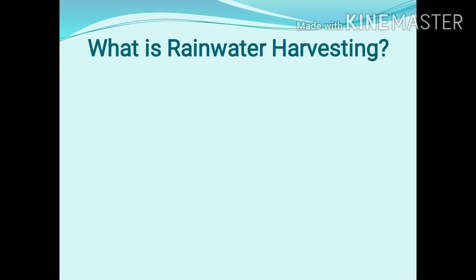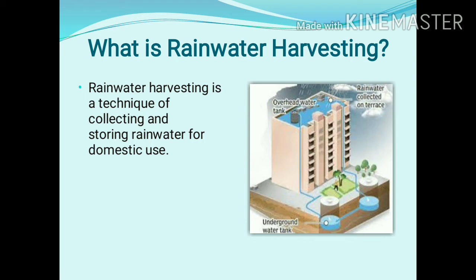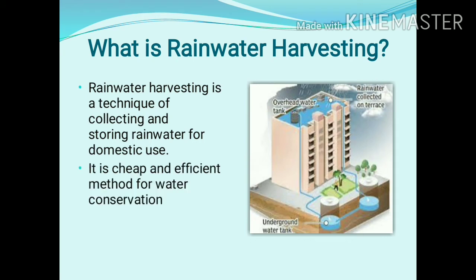Before going further, it's very important for us to know what rainwater harvesting is. Rainwater harvesting is a technique of collecting and storing rainwater for domestic use. It is a cheap and effective method of water conservation. The water collected from rainwater harvesting can be used for various purposes like cleaning, washing, etc.